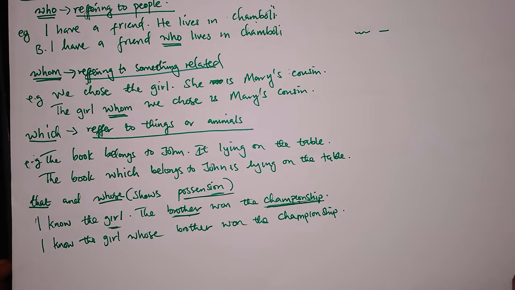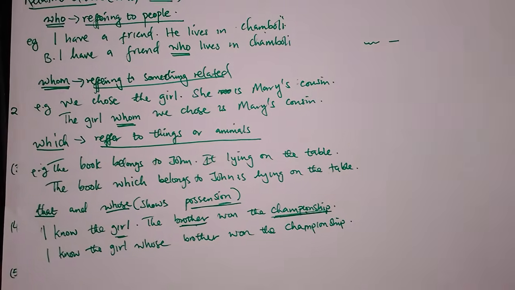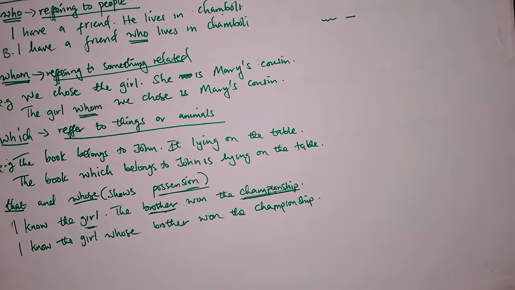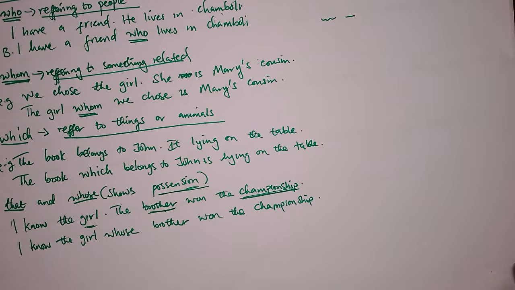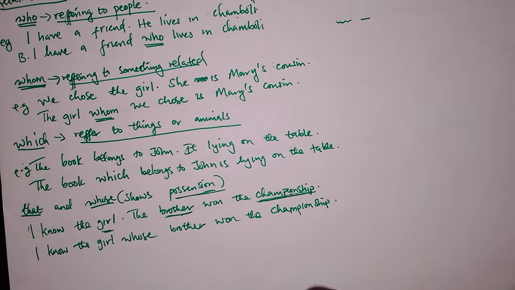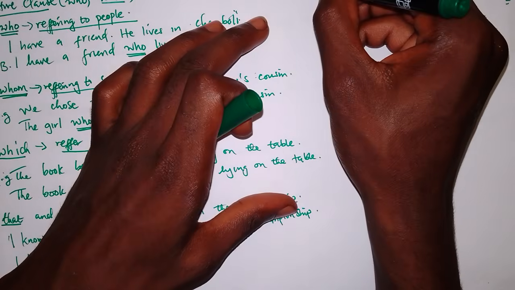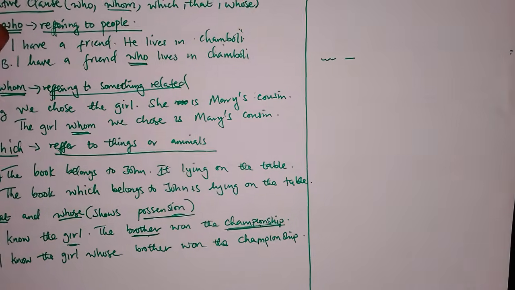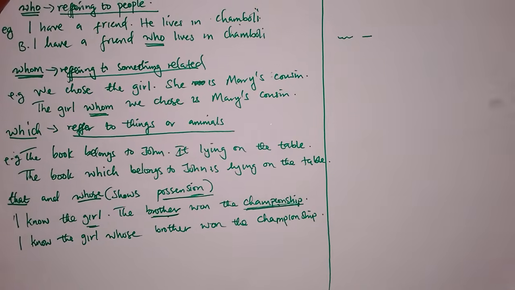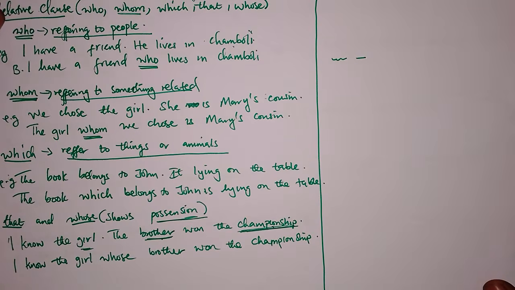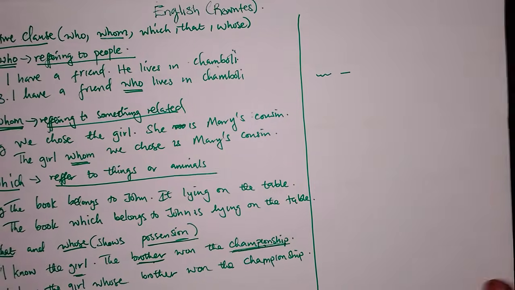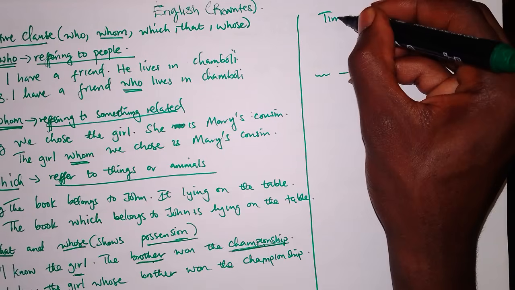Then when you talk about that, that can be used in place of who and which, but you don't have to replace it anyhow. So lastly, we are going to talk about two terms which also come up. So we are done talking about the relative clause. You have to remember the relative clauses we have talked about: who, whom, which, and that. Now we are going to look at time clauses.